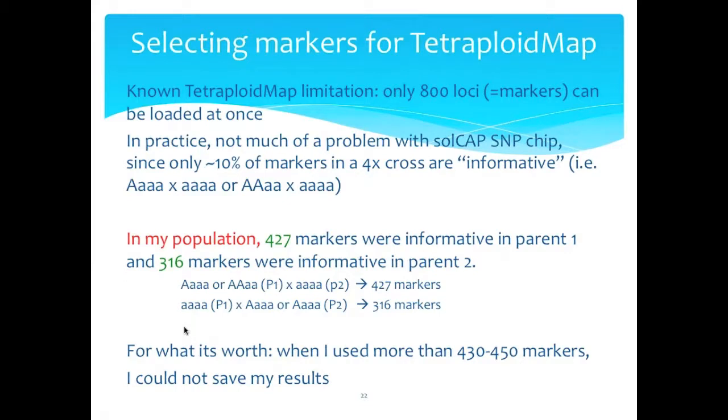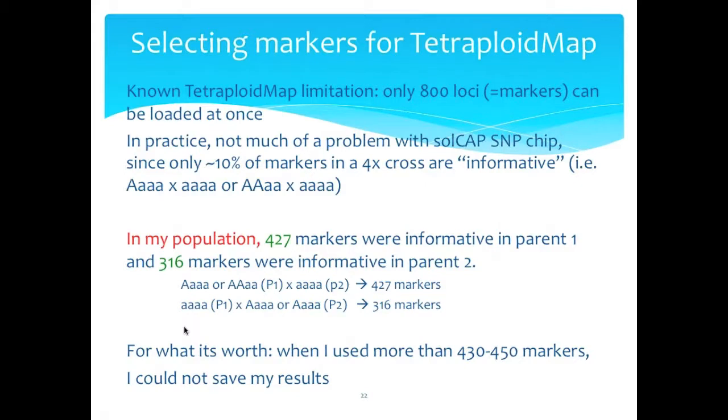As explained before, one of the limitations of TetraploidMap is that only 800 markers can be loaded at once. So when I started this research, it seemed that TetraploidMap could not load enough markers for QTL analysis. However, in practice, it was not much of a problem with the SolCAP SNP chip, because around 10% of markers in a cross between two tetraploid potatoes are informative. In this case, informative markers means simplex or duplex and present in only one parent, like this example. So let me show my example. In my population, 427 markers were informative in parent 1, and 316 markers were informative in parent 2. So when I consider informative markers only, I realized that 800 loadable markers was not a small number anymore for QTL analysis.